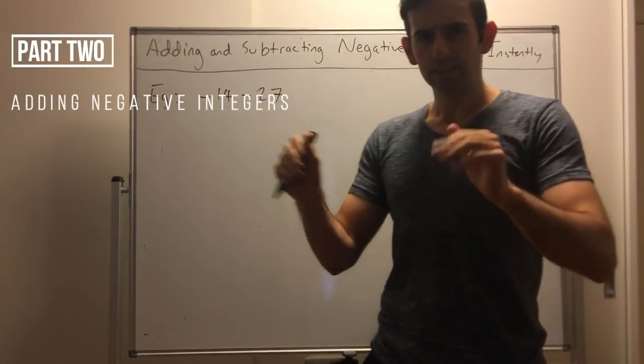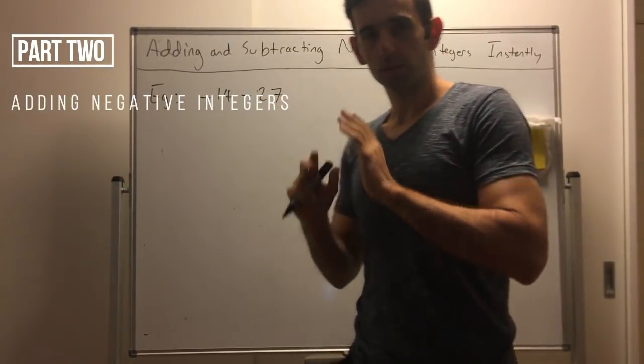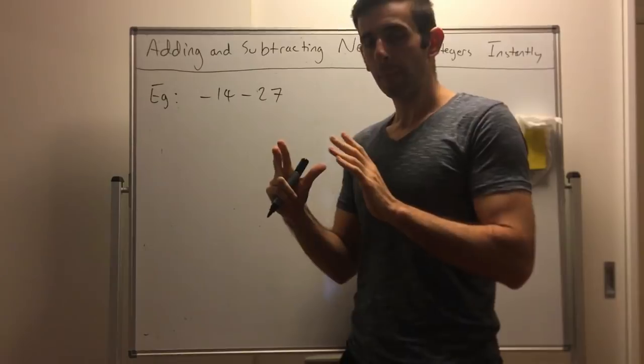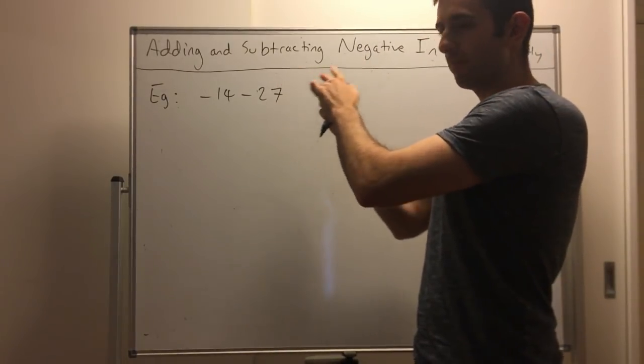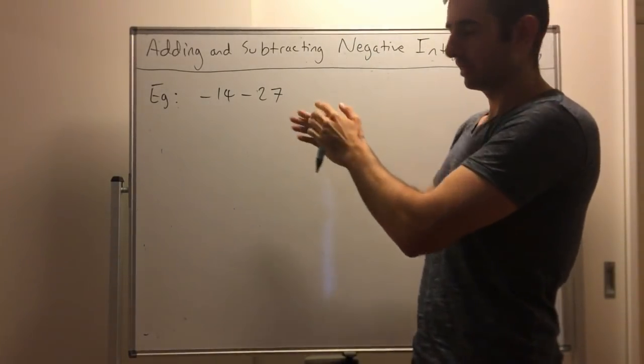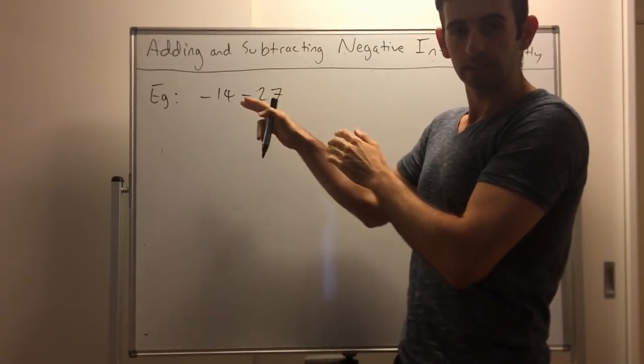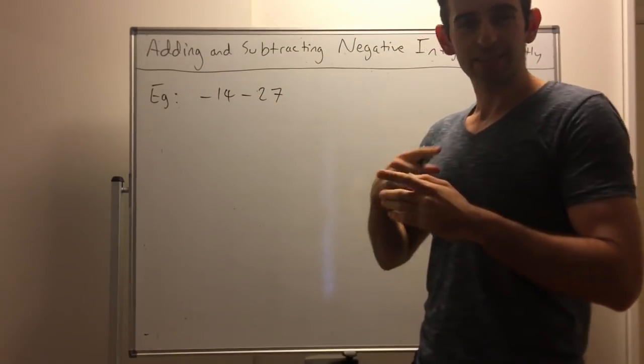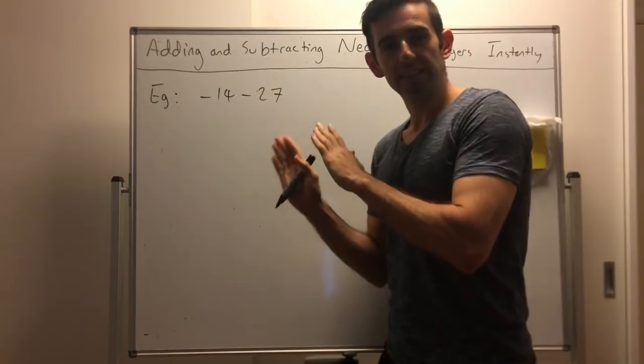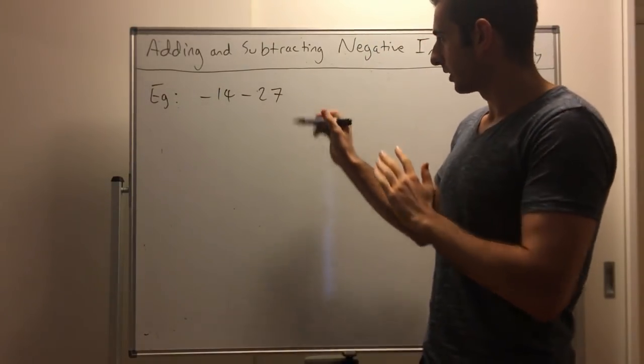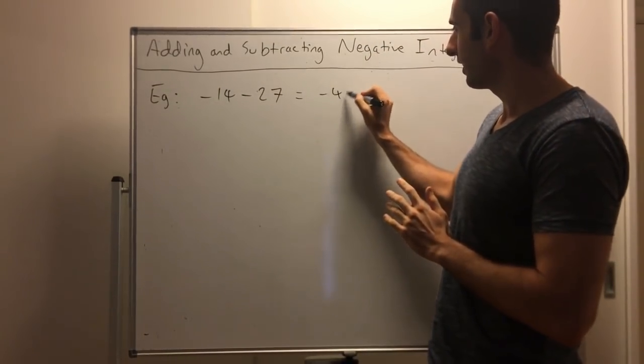Part 2, subtracting negative numbers. Sorry, just adding negative numbers in general. So negative 14 minus 27. This is considered adding negative numbers, because a plus and a minus together turns into a minus. So this is really easy and really quick. Answer straight away, negative 41.